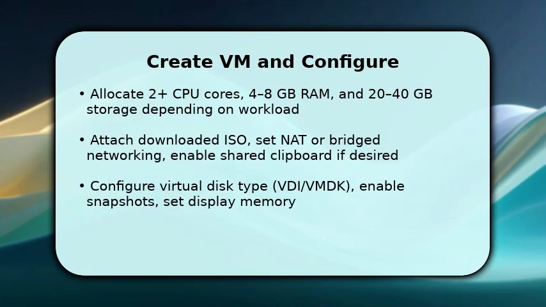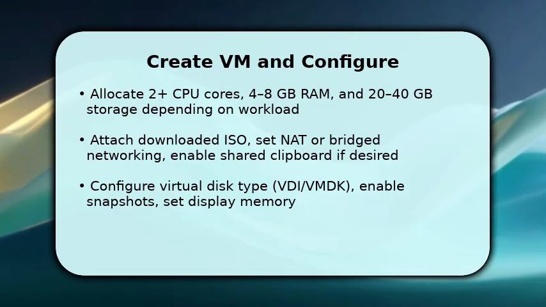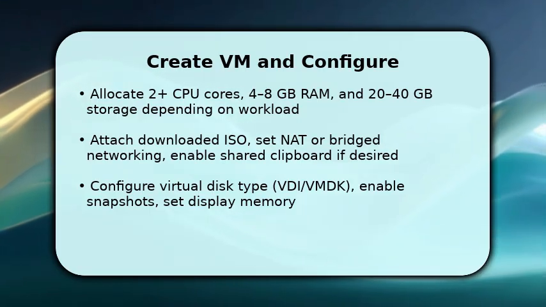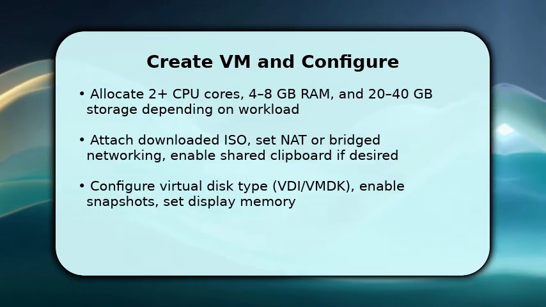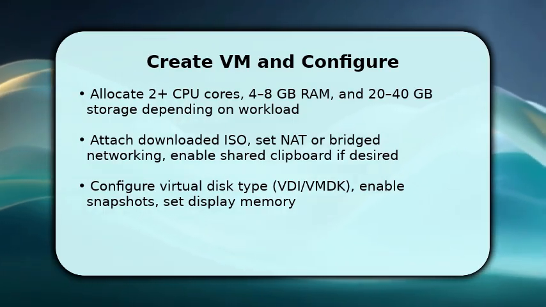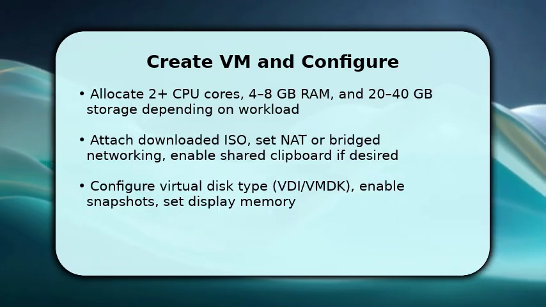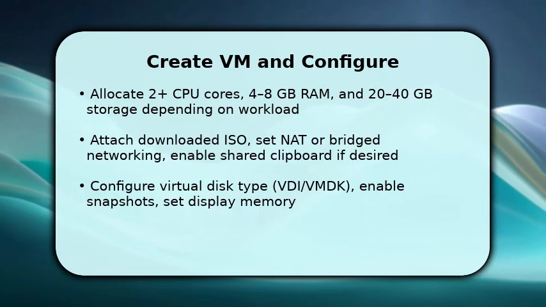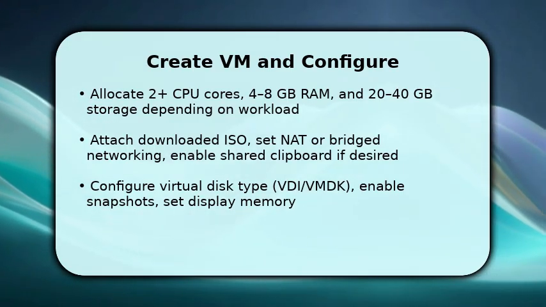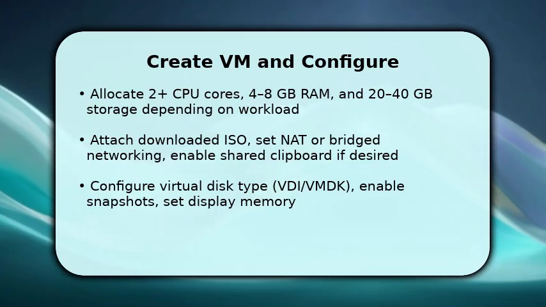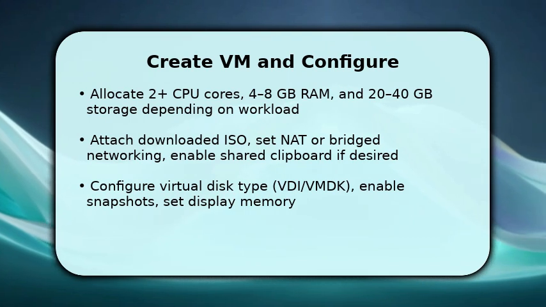You now create the VM. Name it, choose the guest OS family, and assign CPU cores and RAM based on use. This affects responsiveness. Attach the ISO as the virtual optical drive, choose storage type, VDI or VMDK, and set a fixed or dynamic disk size. Dynamic saves host space. Configure network mode, NAT for simplicity, bridged for LAN visibility, and enable useful integrations like shared clipboard and drag and drop.